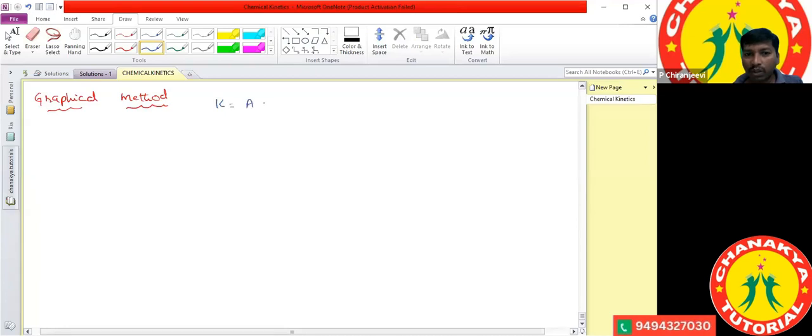k is equal to A into e to the power of minus Ea by RT. Okay, so both sides, if you multiply with the natural log, how can we write it? Natural log k is equal to log of a into b. Log a into b means how can we write it here?